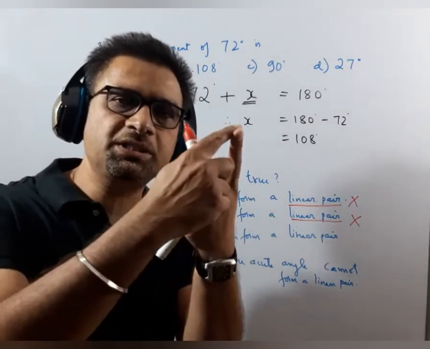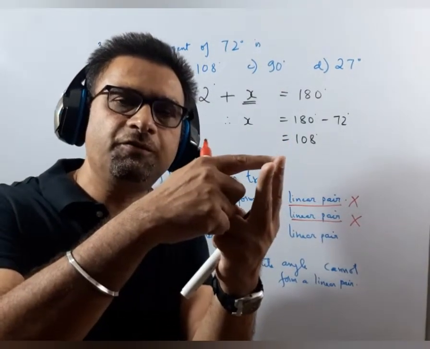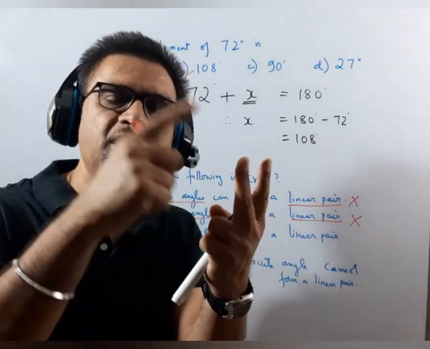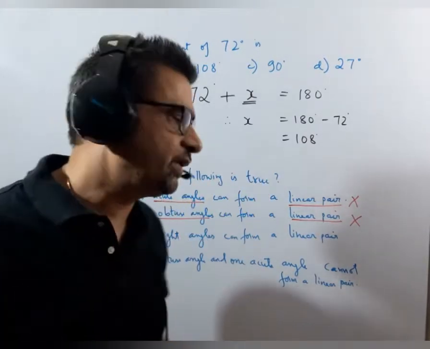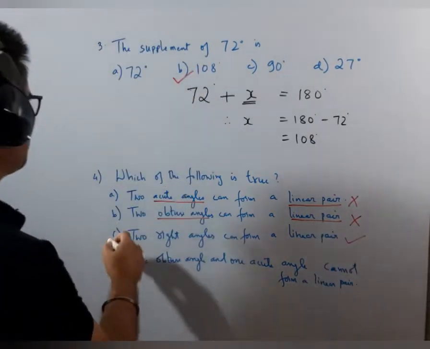So the first one measures 90 degrees, the second one measures 90 degrees too. Now if you add the two, 90 plus 90, it gets to 180 degrees, and it can form a linear pair. So this is the right answer choice.